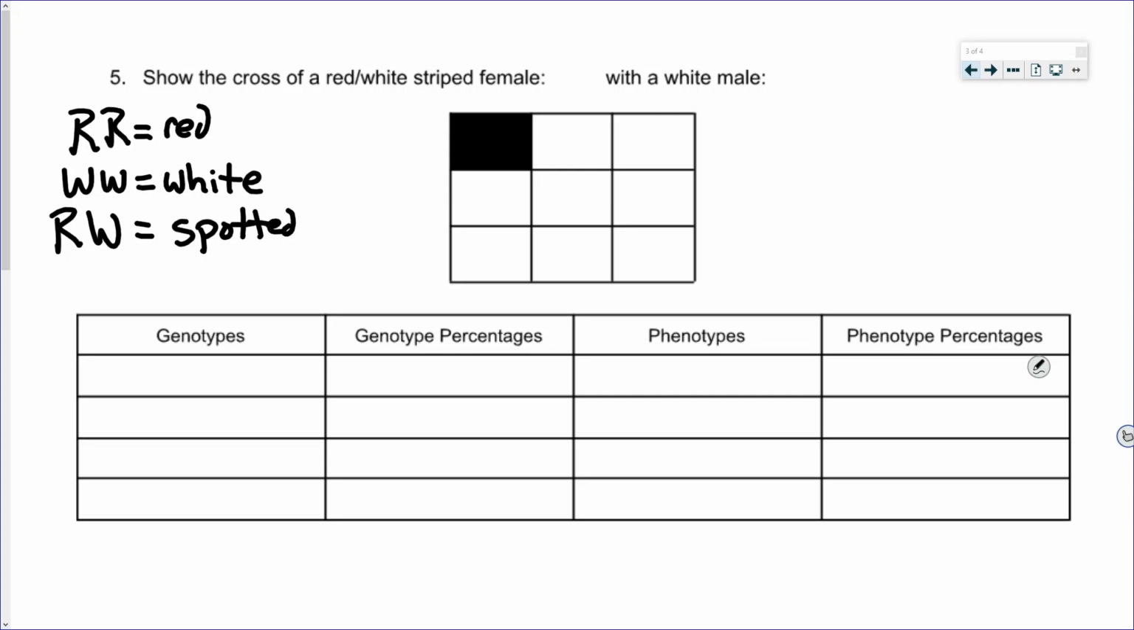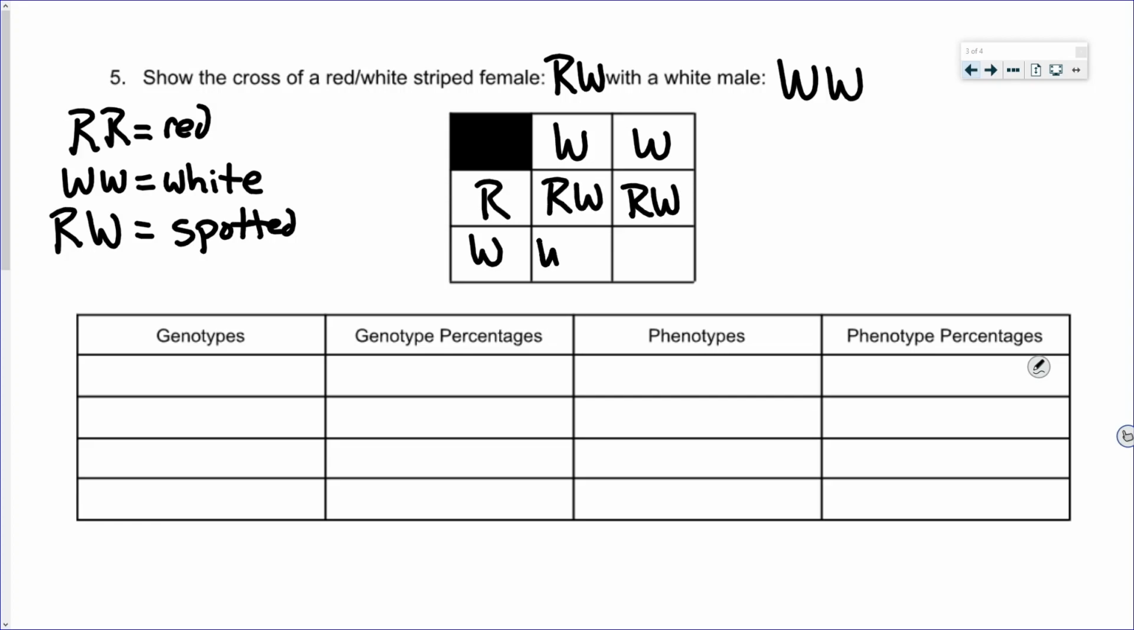In this cross, we have a red, white, striped female, so that'd be capital R, capital W, crossed with a white male, that's capital W, capital W. Again, for the Punnett square, split up the genes of my parents along the side and along the top like I've done right there. Then I look left, I look up to fill in my Punnett square.